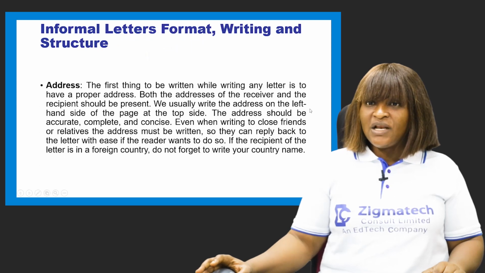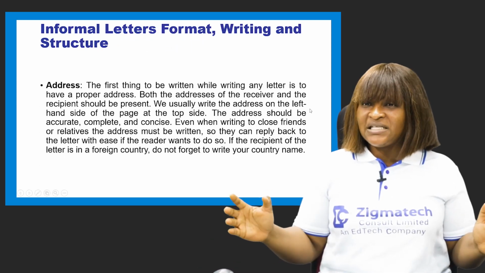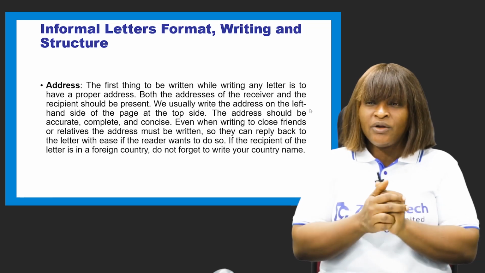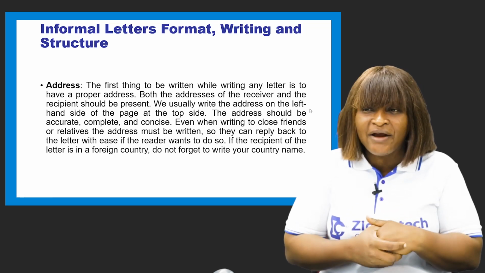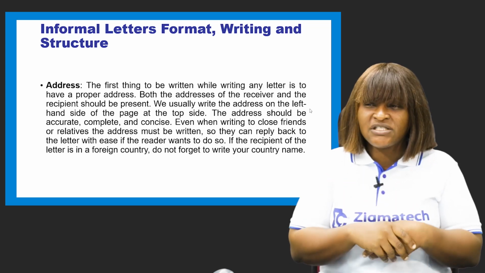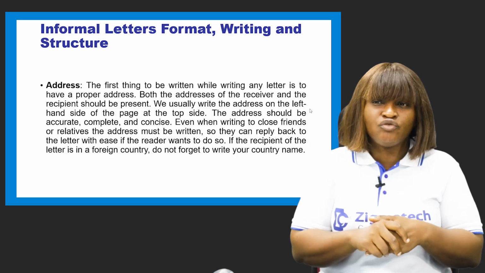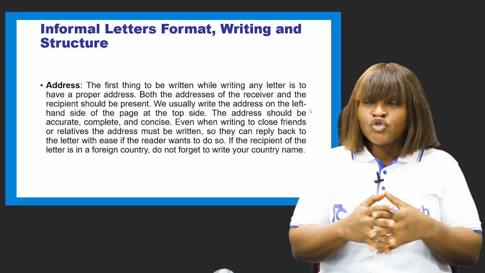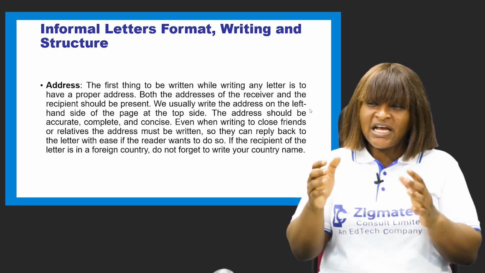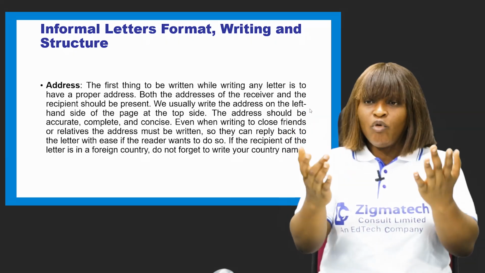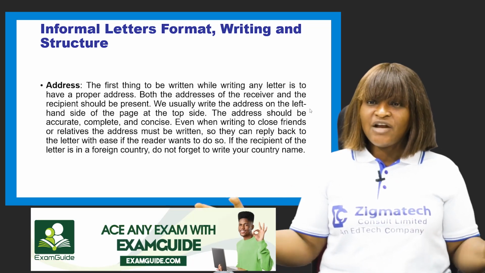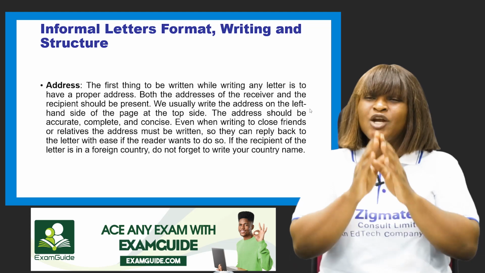All right, so let's look at the informal letters, format, writing, and structure. That's the address, so we want to pick them one after the other. We said the first thing to be written while writing any letter is to have a proper address. Both the addresses of the sender and the recipient should be present. All right, so we usually write the address on the top right hand side. The address should be accurate, complete, and concise.